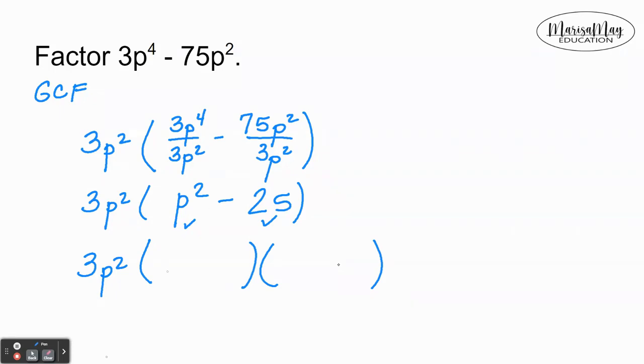So the square root of p to the second would just be a p and a p. The square root of 25 would be just a 5 and a 5. And then one of these parentheses gets a plus and one of them gets a minus. And that's how our difference of two squares factors. But I don't want you to miss that 3p to the second out front. They have to have that out there as part of our GCF.